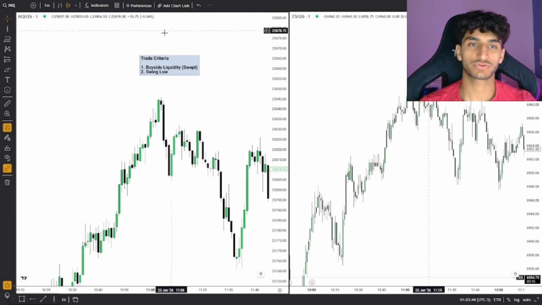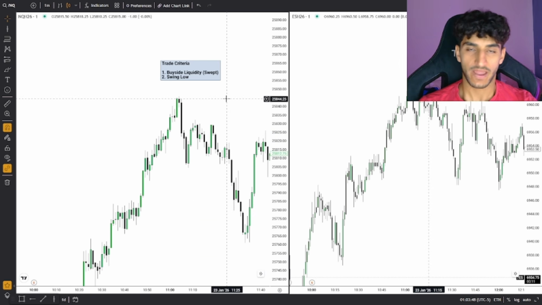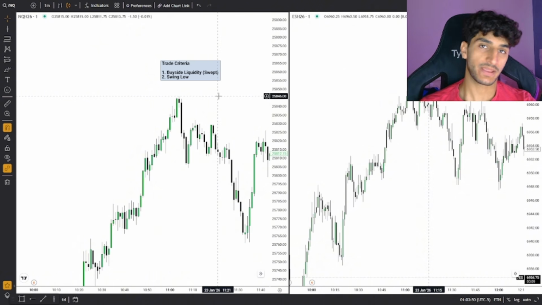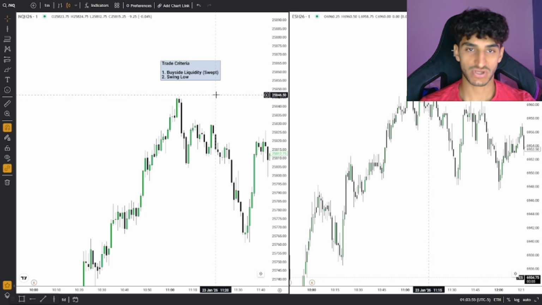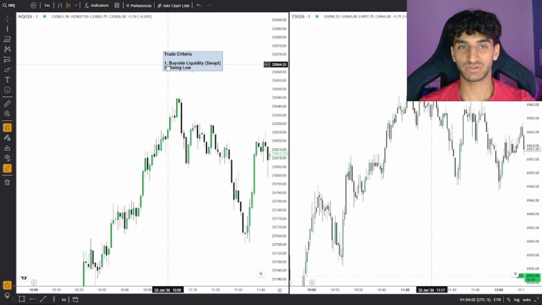So now looking at our trade criteria, we do get this buy side liquidity level getting swept. Now a very important point, and before we even look for a trade, is that we must always have a buy side or a sell side liquidity level getting swept. Now if we do not get a level getting swept, then we do not have a trade. Number one has to be there.